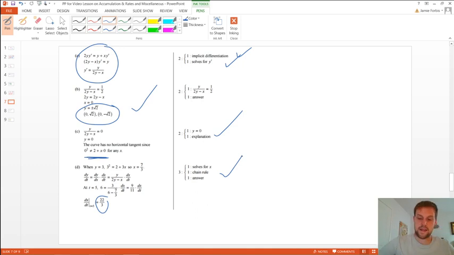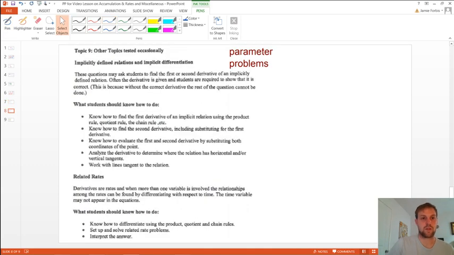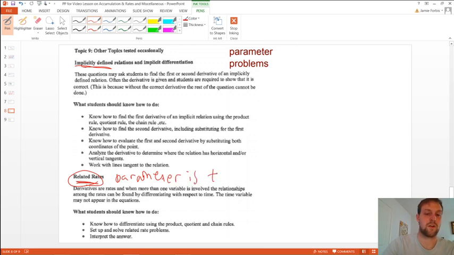So there's that, and here's our little summary of it. Remember, we talked about the implicit for this topic and related rates. I have parameter problems right here. You can cross that out. It's not the parameter like from Unit 9 that we were talking about. For related rates, our parameter is technically t. That's all I'm trying to say. Okay.